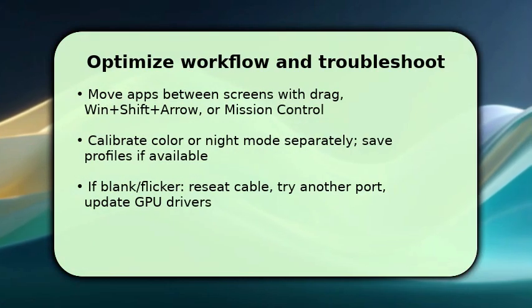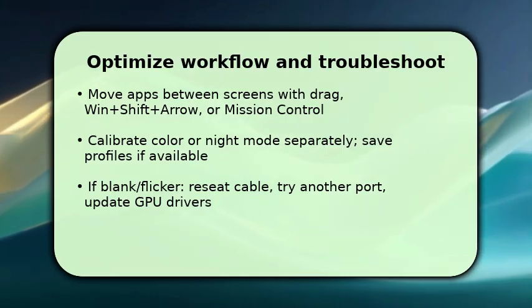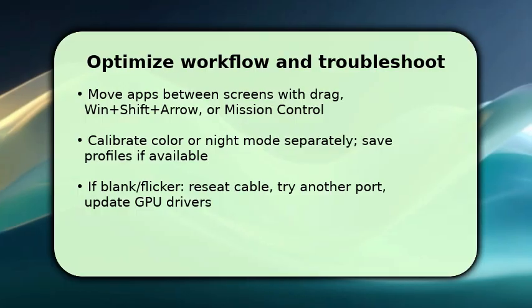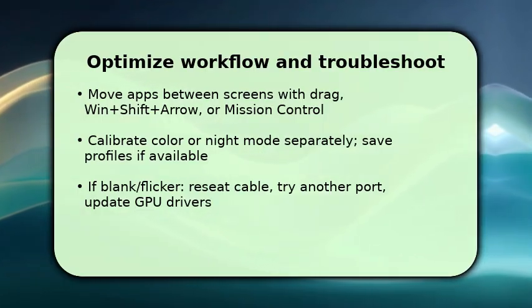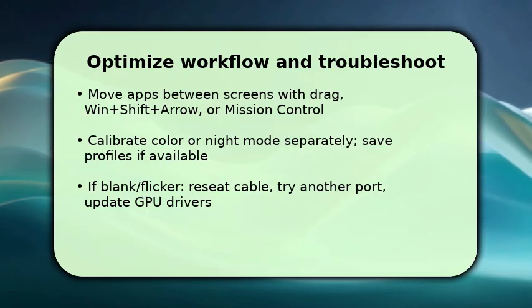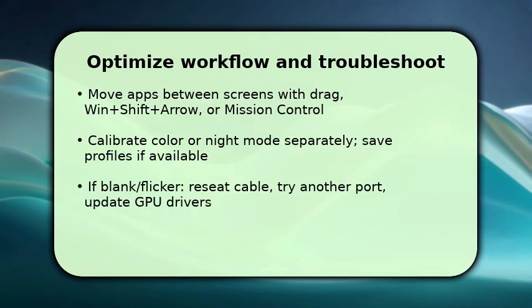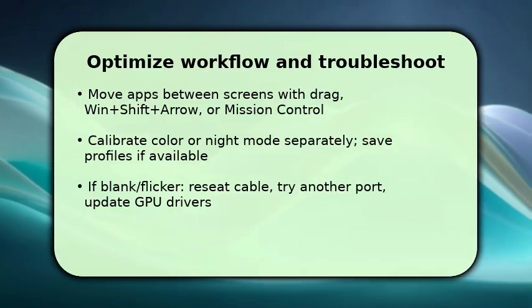You optimize by placing primary apps where you focus and secondary tools on the extra screen. Drag windows or use shortcuts like Win plus Shift plus arrow to relocate them quickly. Once arranged, enable night mode or calibrate color per monitor so visuals match and reduce eye strain. Save display profiles if your OS or GPU utility supports them.